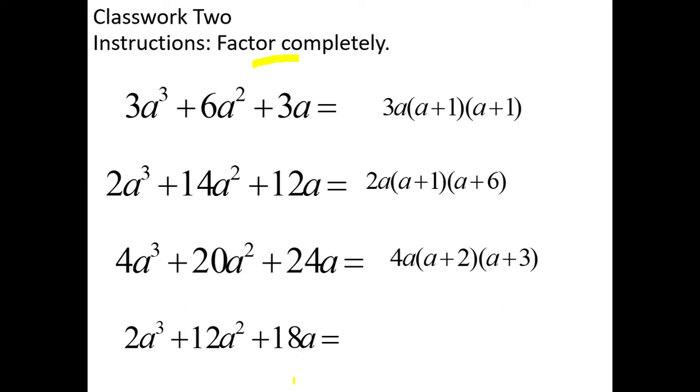Okay, for this one, I got 2a comes out because they're all even numbers. And then I got these two factors from the quadratic part. Okay, good. Let's look at another example.